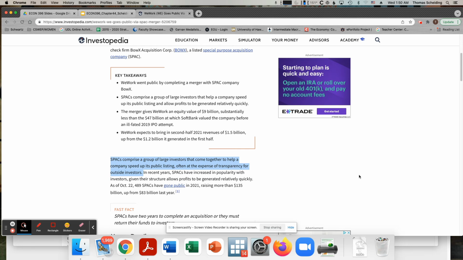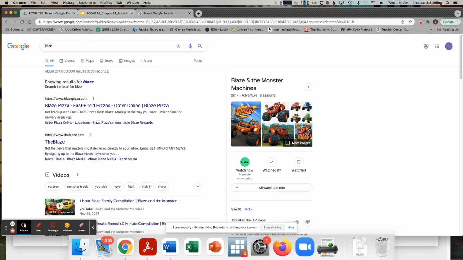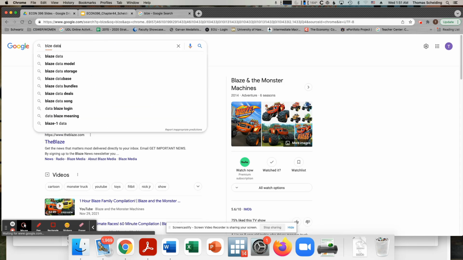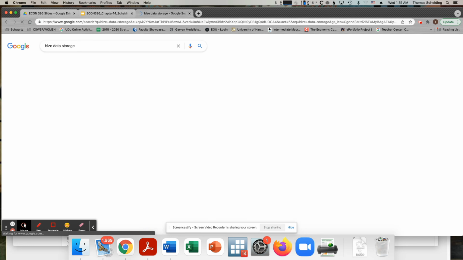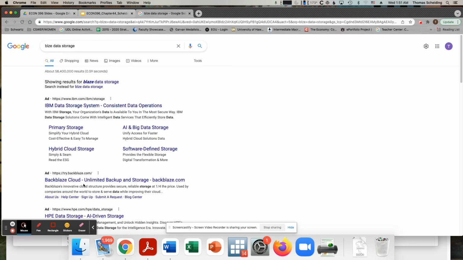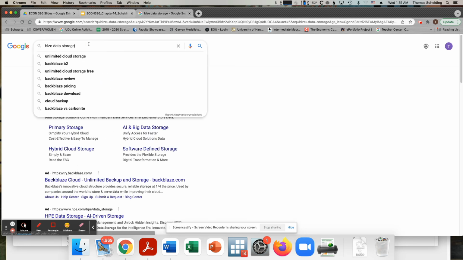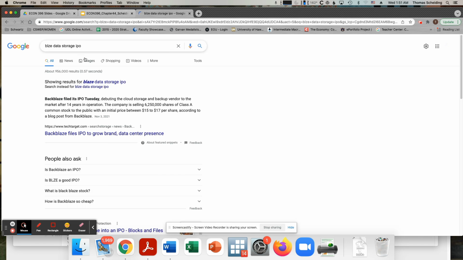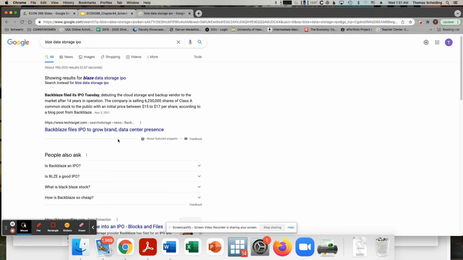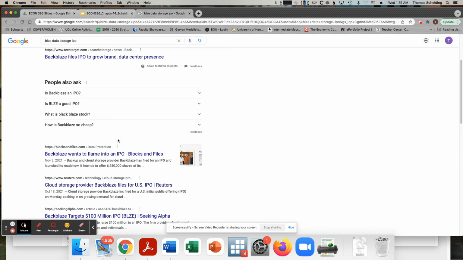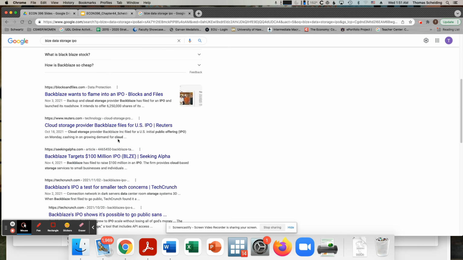Let's talk about what you get when you get an IPO. I bought into an IPO about two or three months ago. It's called Backblaze. Backblaze does cloud-based data storage, and when it did its IPO back in November, what you get is the financials about the company.